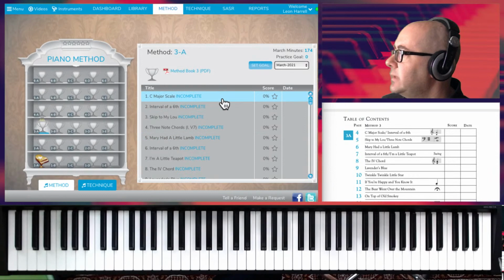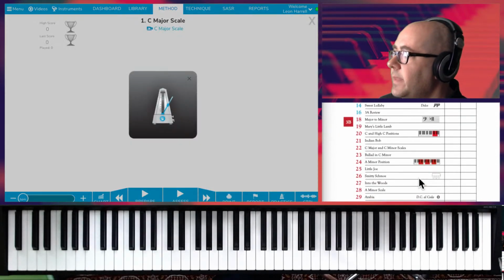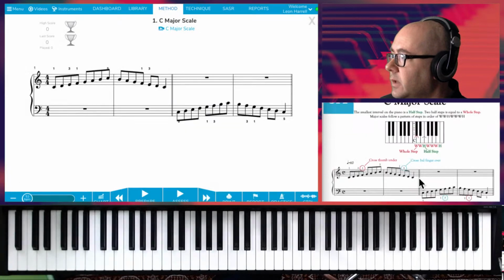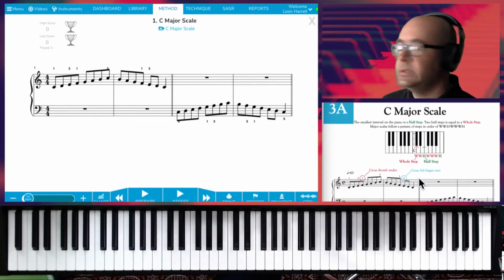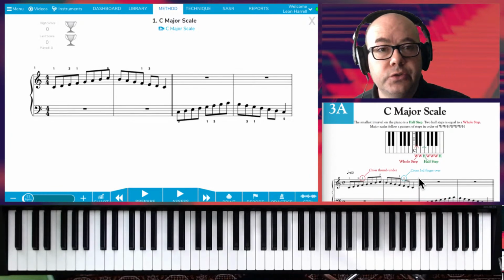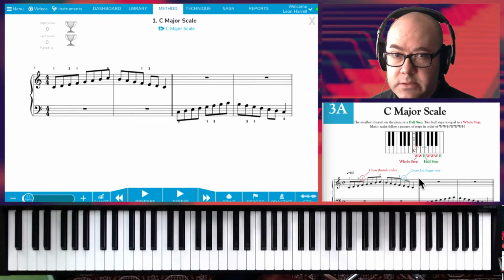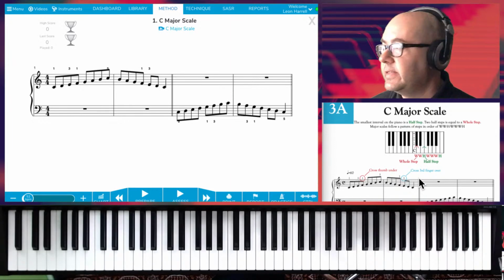So I'm going to jump into Lesson 1, which is the C major scale, and I'll open that up here in the method book as well. All right, and what I like about Piano Marvel's method especially is that it's very concise. This is great for adult learners because they're sort of getting right to the point. There's not a lot of extra fluff in there.